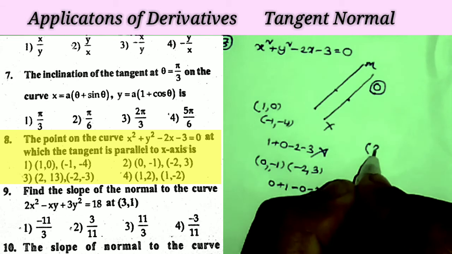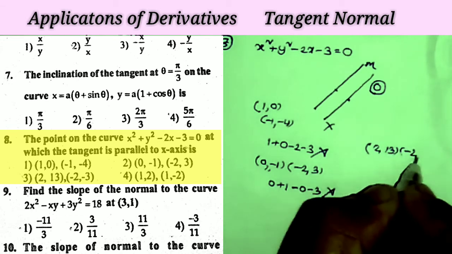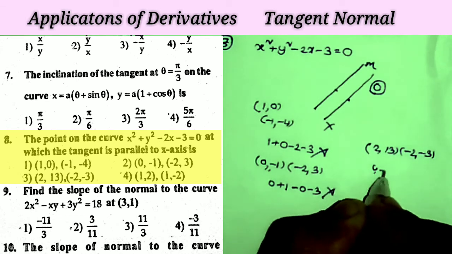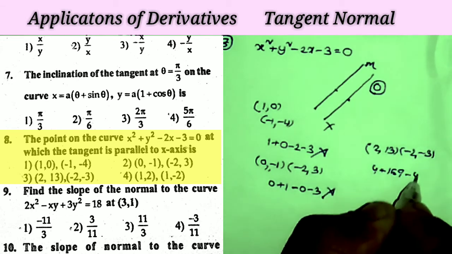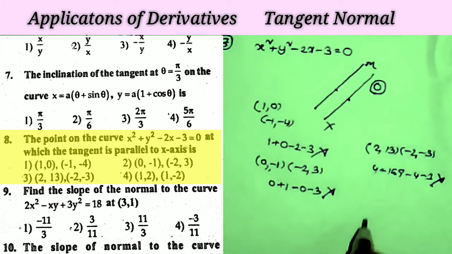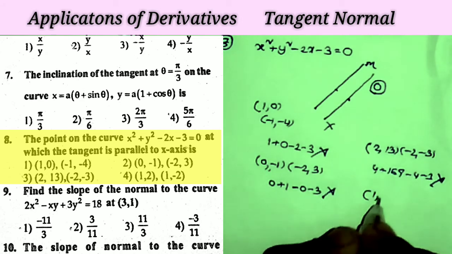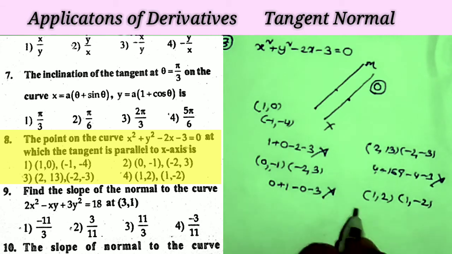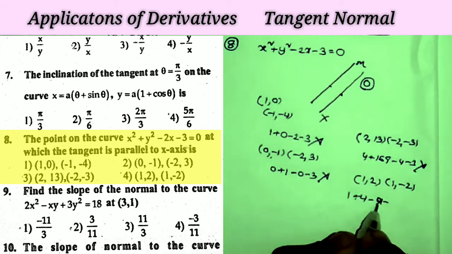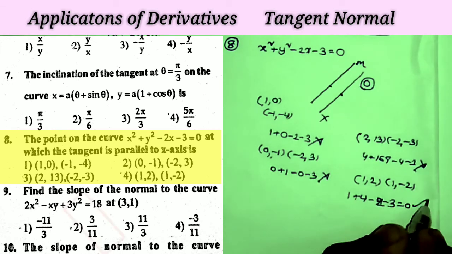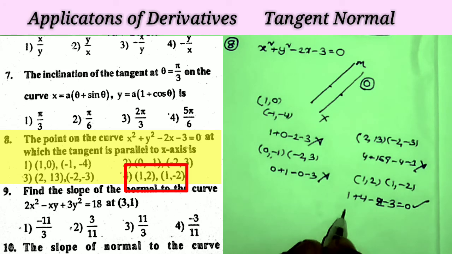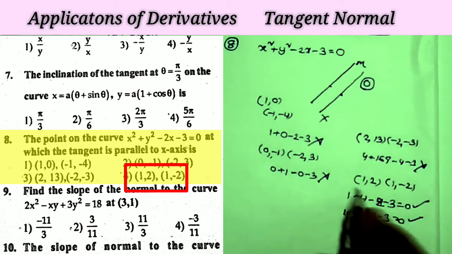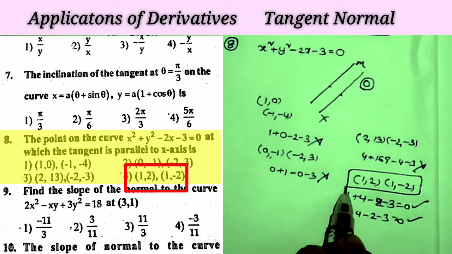Next taking the third option, (2, 13), (-2, -3). Now replacing the values, 4 plus 169 minus 4 minus 3, which is not equal to 0. Now taking the last option, so obviously this is the correct answer. Since first three options are not satisfied, (1, 2), (1, -2): 1 plus 4 minus 2 minus 3, yes this is equal to 0. Now replacing the second point, 1 plus 4 minus 2 minus 3, yes this is equal to 0. So option 4 is the correct answer.